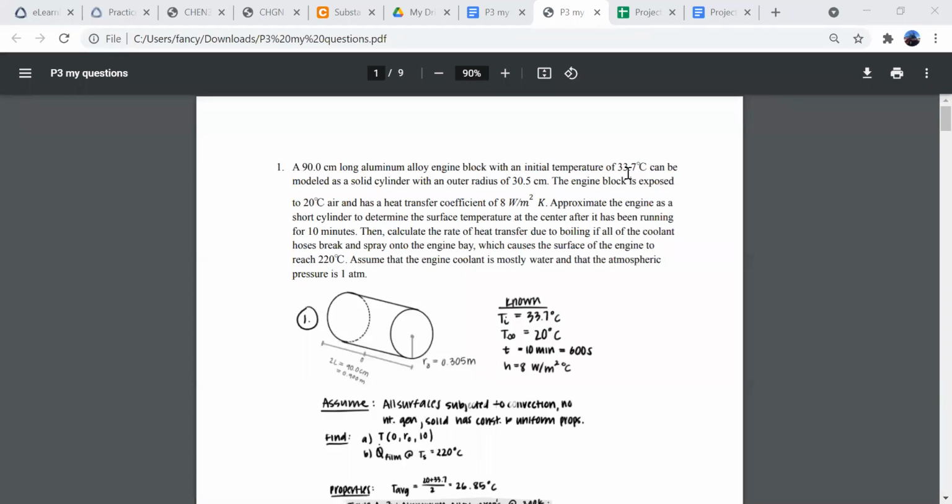Okay, for this first question, you are looking at an aluminum alloy engine block that can be modeled as a solid cylinder, and you're asked to approximate the engine as a short cylinder in order to determine the surface temperature at the center after it has been running for 10 minutes. And then you're asked to calculate the rate of heat transfer due to boiling if all of the coolant hoses break, causing the engine to overheat, and then all of the cooling water is sprayed onto the engine bay.